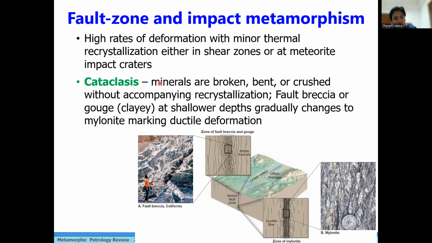We also have, of course, fault zone and impact metamorphism. So ito na yung medyo hindi na to regional in scale. Ito na yung last type of metamorphism. So this usually happens when you have high rates of deformation with minor thermal recrystallization. The minor thermal recrystallization is important for you to preserve yung cataclastic na texture or na fabric nitong rocks na affected by fault zone and impact metamorphism. Okay? Kasi pag nire-crystallize na siya, it becomes coarser, hindi na siya cataclastic. So, cataclasis usually represents the minerals that are broken, bent, or crushed without accompanying recrystallization.